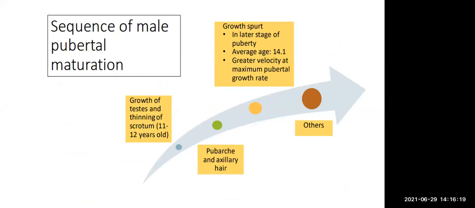So first, this is the sequence of male pubertal maturation. Growth of testes and thinning of scrotum happen at the age of 11 to 12 years old. And then there's pubic and axillary hair growth. The growth spurt happens later in puberty, technically at the age of 14.1 years old, and it happens at a greater velocity compared to the female. And there are others. So on the next slide.